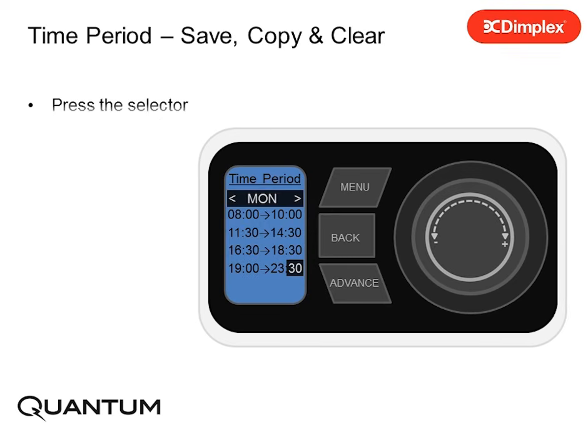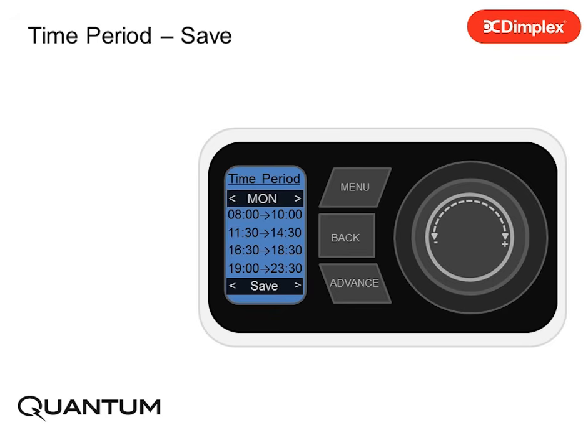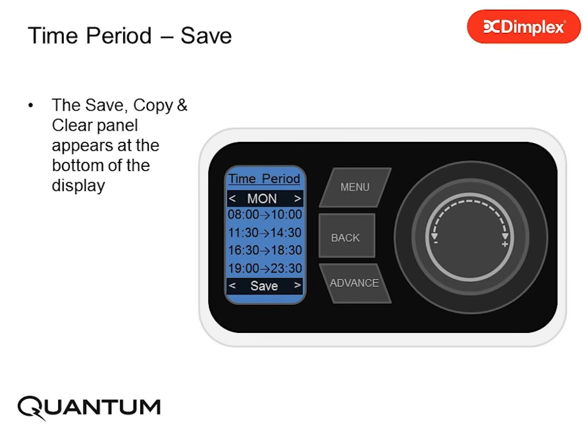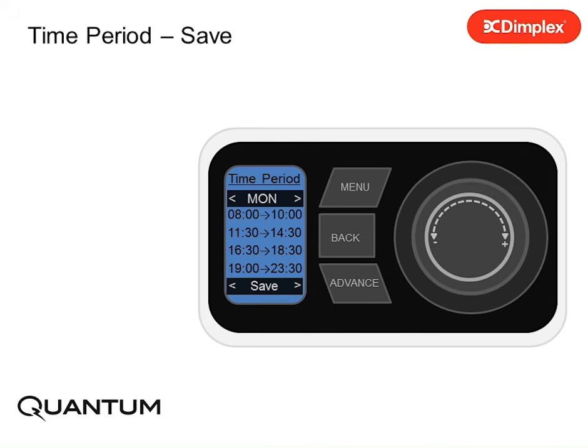Save. Press the selector dial to access the Save, Copy and Clear functions. The Save, Copy or Clear panel appears at the bottom of the display. Save appears. Rotate the selector dial to select Save.